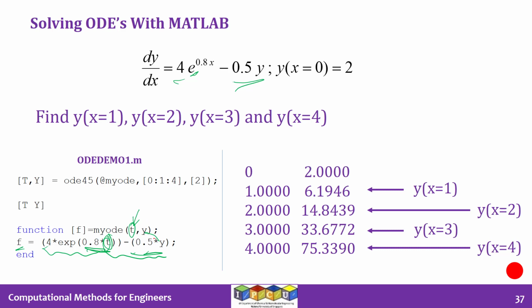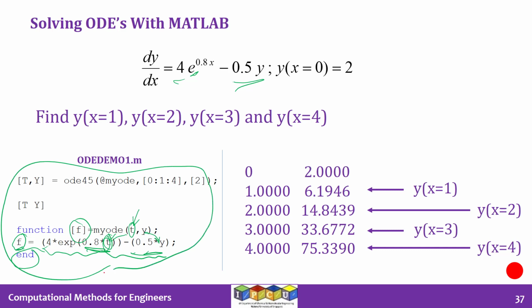Whatever is fed into my ODE should feature inside as well, and whatever is the variable here should be reflected here. And you end that function with the end command. So you put all these things in this file, which I've labeled as ODEdemo1.m, and you run that file, you will get this output.